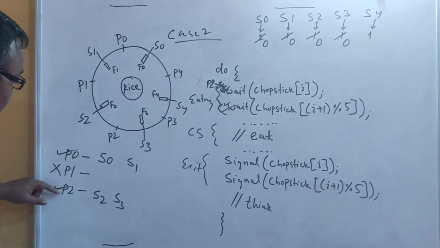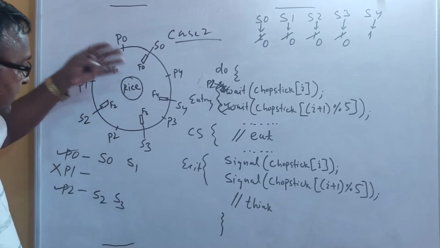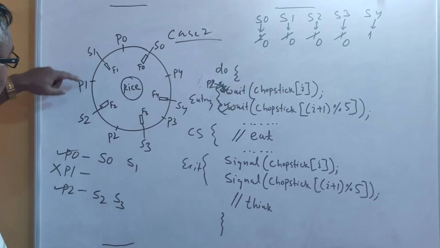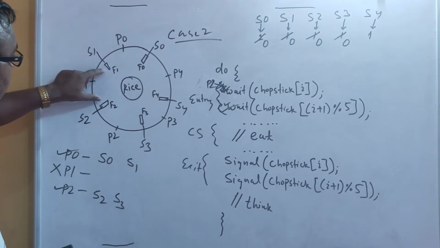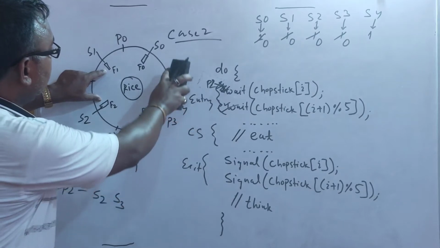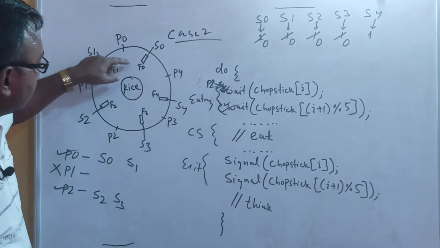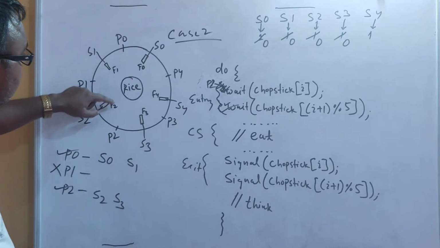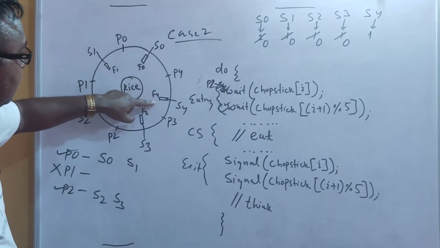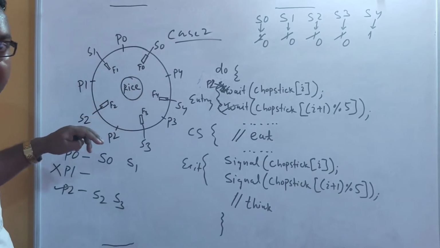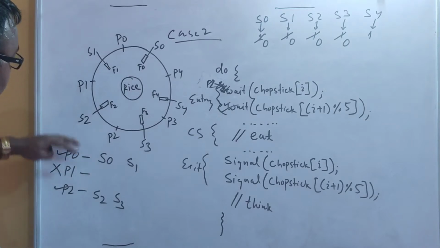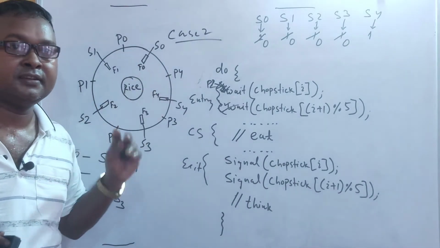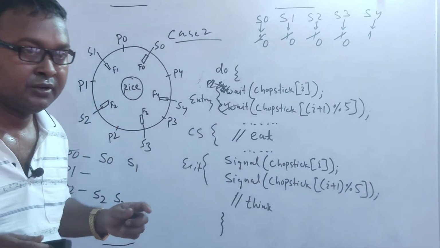It doesn't mean that P0 and P2 are the only processes that can enter into the critical section. It can be P1 and P4 also. They require different resources: P1 requires F1 and F2, P4 requires F0 and F4. So that is also possible. So at a given point of time, only two philosophers can access the resource. So this is case number 2.